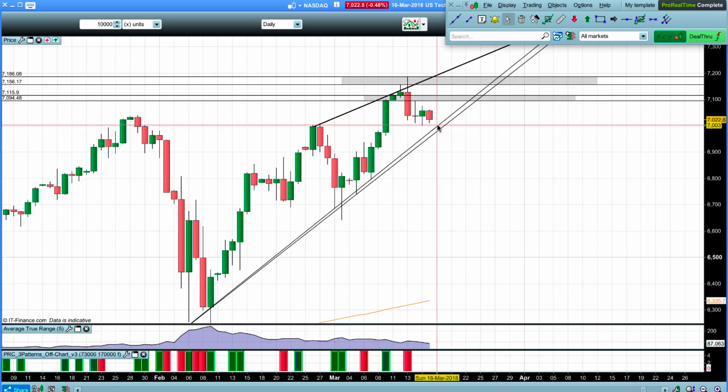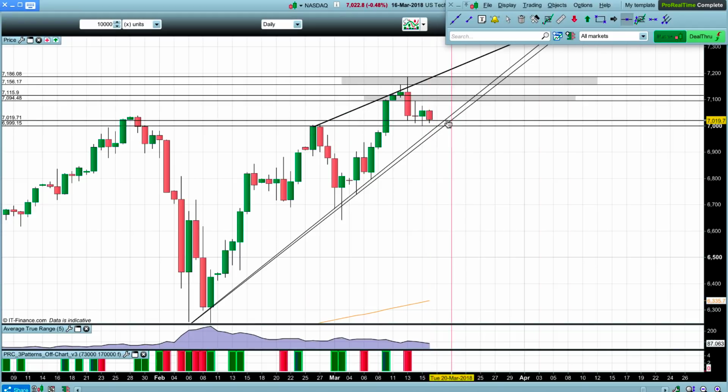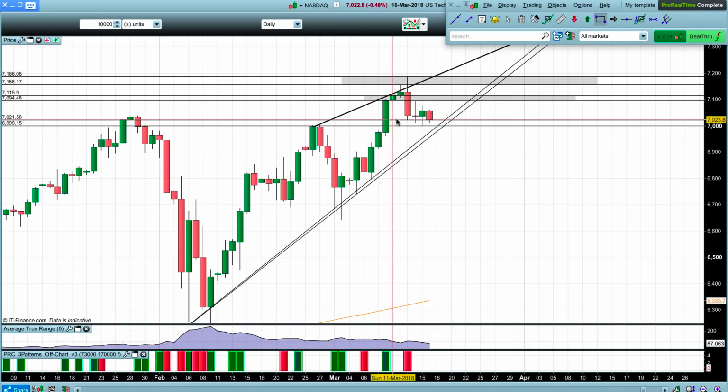Down below there, let's take into account the 3 days where we just moved sideways. We've got really 7,000, the round number, all the way up toward 7,022. So again, it's still lining up with our previous level of structure that we were looking at last week.